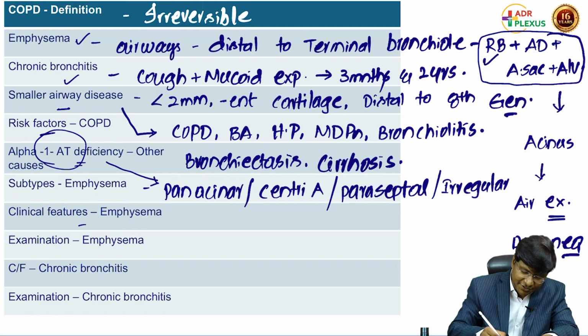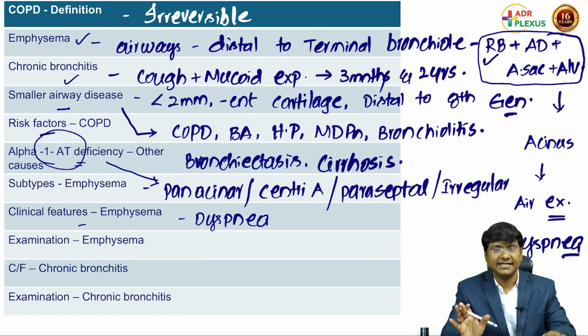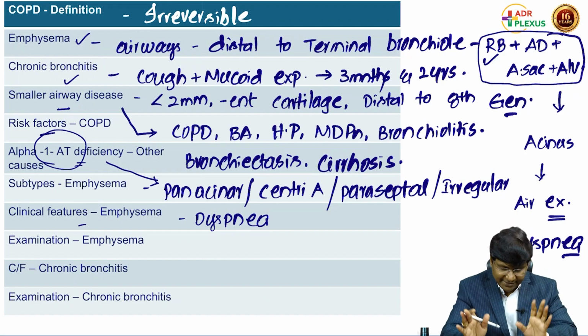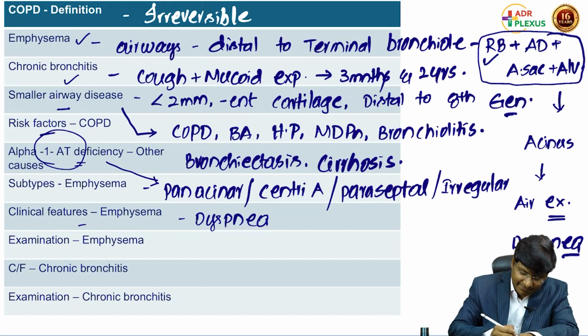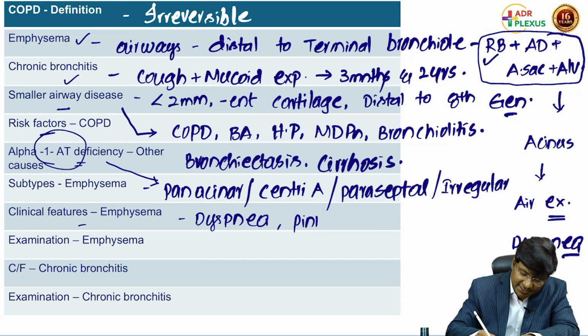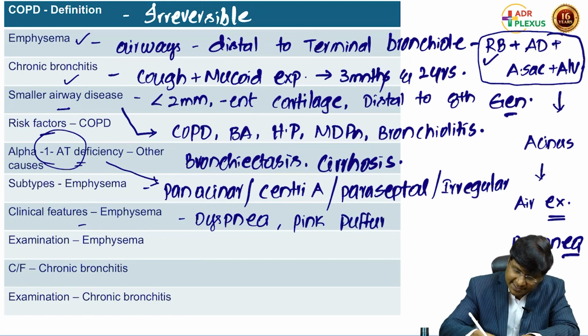Then what will be the clinical features in patients with emphysema? The clinical feature is dyspnea. Why? Because the gaseous exchange unit is affected, so gaseous exchange does not occur adequately, and that results in the development of dyspnea, right? On examination, these patients with emphysema will not have cyanosis, and that is the reason why they are considered as the pink puffers.